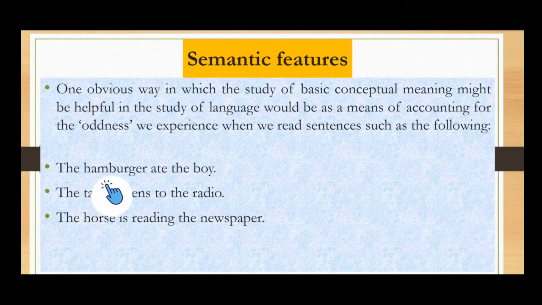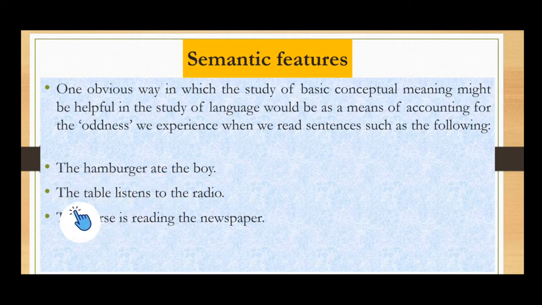Why do we call it an odd sentence? Because conceptually, we know that the hamburger doesn't have the capability to eat the boy, while the boy can eat a hamburger. How do we know? Because we know what a hamburger means. A hamburger is not a living thing, not an animate entity, while the boy is a living thing. So we know that a boy can eat while a hamburger cannot. We know conceptually the meaning of the word hamburger. Thus the sentence is odd.